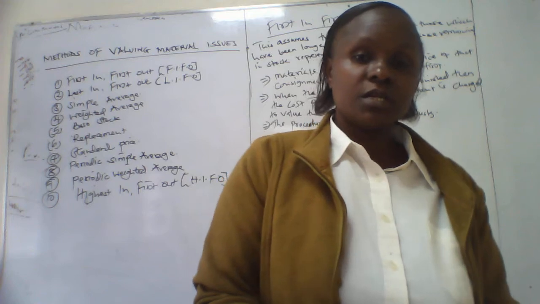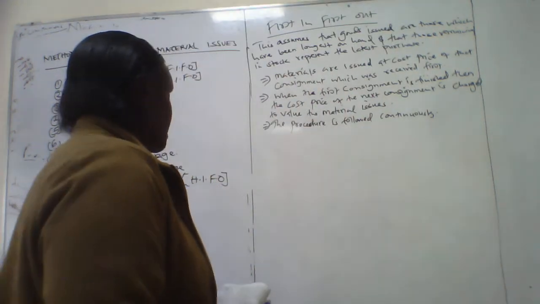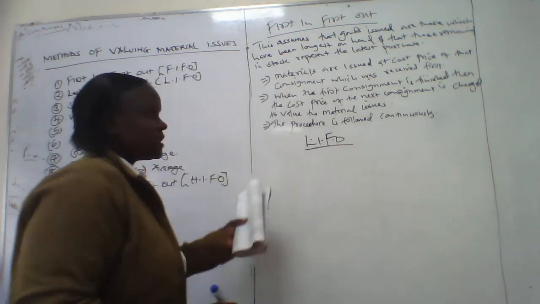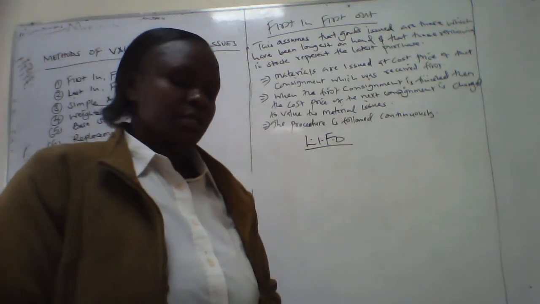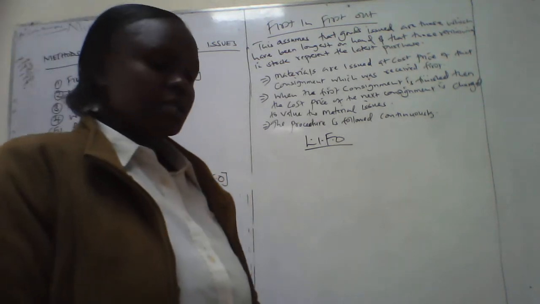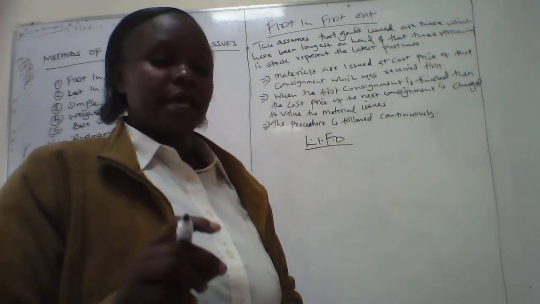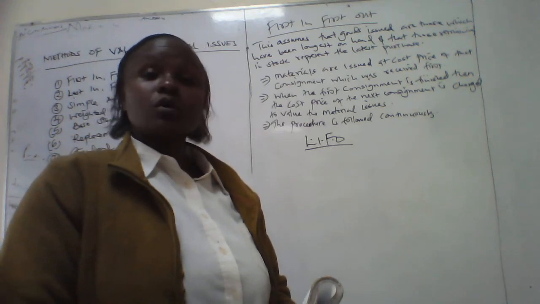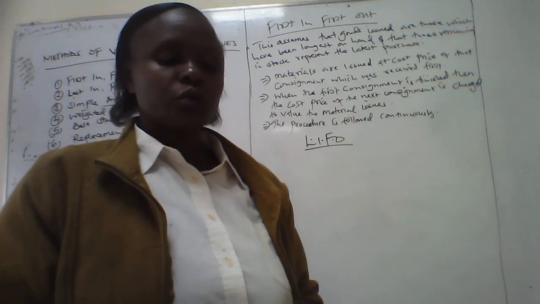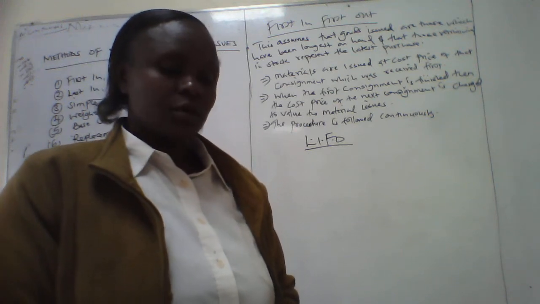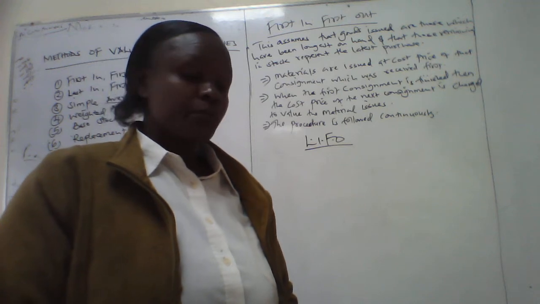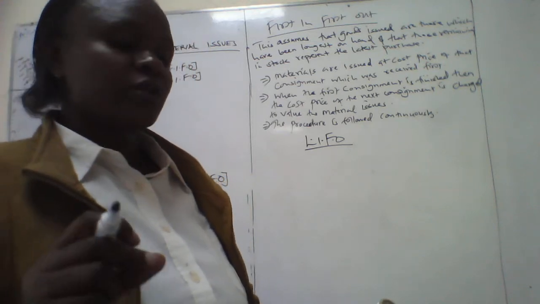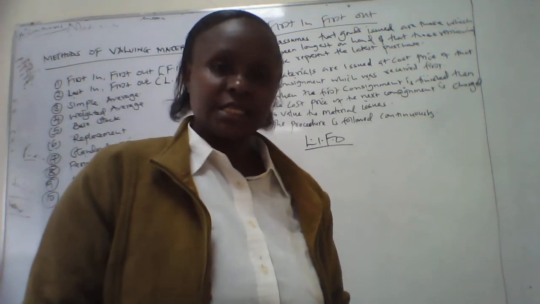Let's look at the second method, last in, first out, which we call LIFO. It is the opposite of the first one. This method assumes that the goods issued on any particular date are those which were recently acquired, and the stock whose cost is to be carried forward are those which were acquired earliest. The procedure is exactly the same as before, but the materials are issued at the cost price of the consignment which was received most recently.